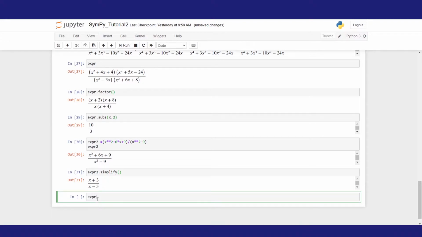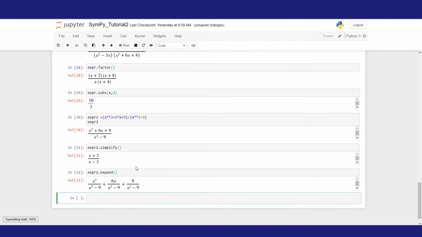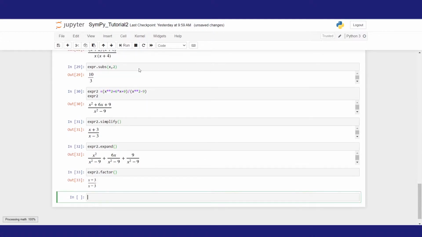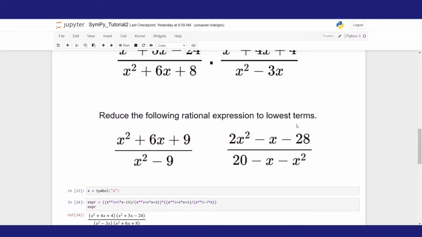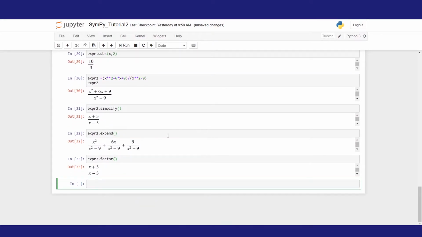Okay, so in order to expand that, I'll simply say expand in the same way, and if I run that, that's what we come up with. And then when it comes to factoring, we have just expr2.factor, and then this becomes x plus 3 over x minus 3, and in this case it gives us that. Please go ahead and work this out. So this is basically how we can look at such factors.